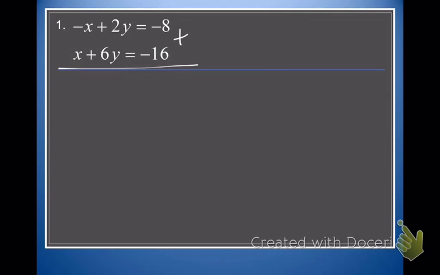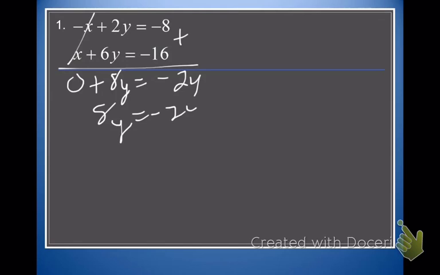And look what happens, right? If I add -x plus x, I have to add like terms. If I add -x plus x, we get 0. Or if you want, 0x, right? But 0 times x is 0. So we can write down the 0. 2y plus 6y is 8y. And -8 plus -16 is -24. Now, 0 plus 8y is just 8y. So now one of our variables has been eliminated. Now, it's pretty easy to solve for y. Just divide by 8.